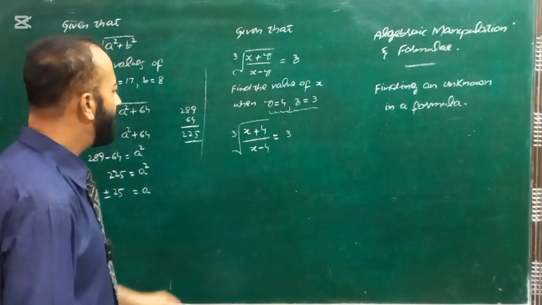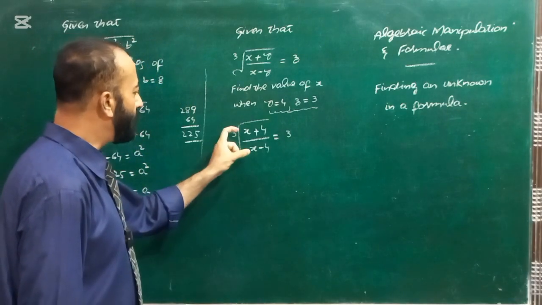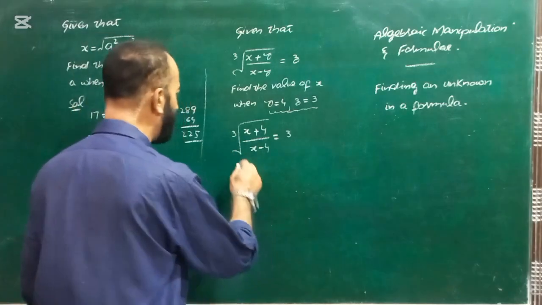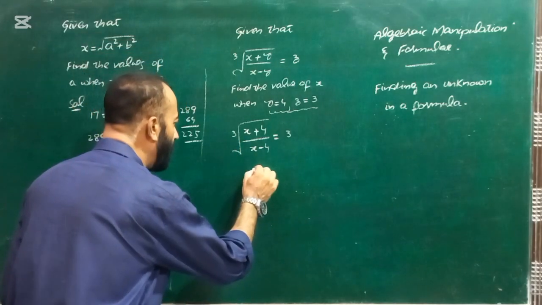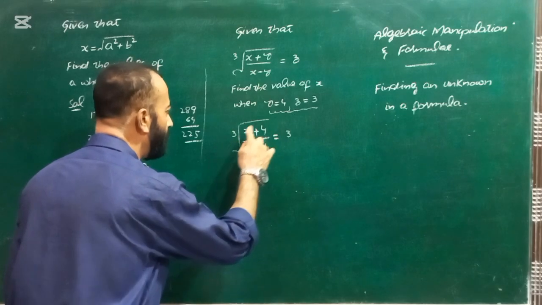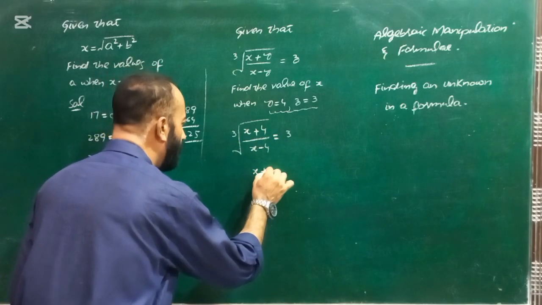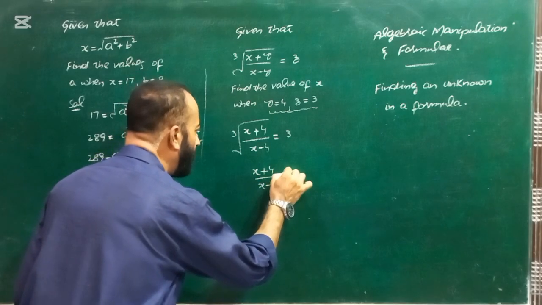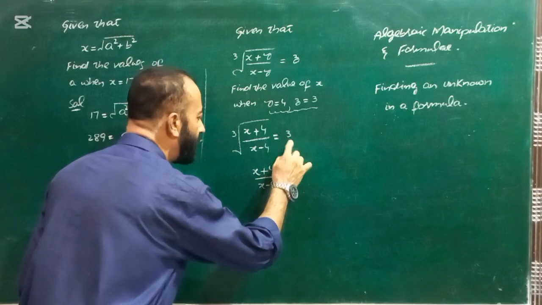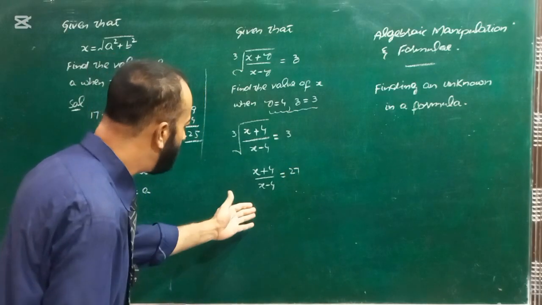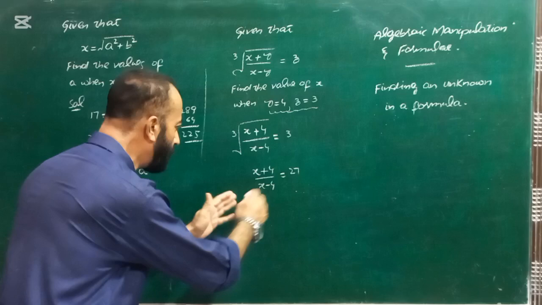At this step, you can see the cube root is there. So we have to take x out of the cube root. So we will take the cube of both sides. So when we take the cube of the left hand side, this cube root will be cancelled by the cube. So x plus 4 over x minus 4. And we will take the cube of the right hand side. It will become 27. At this step, we have to cross multiply the values.